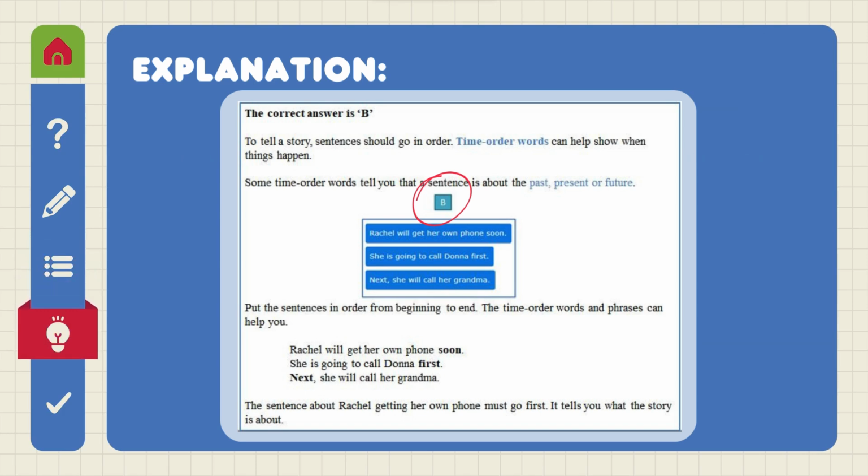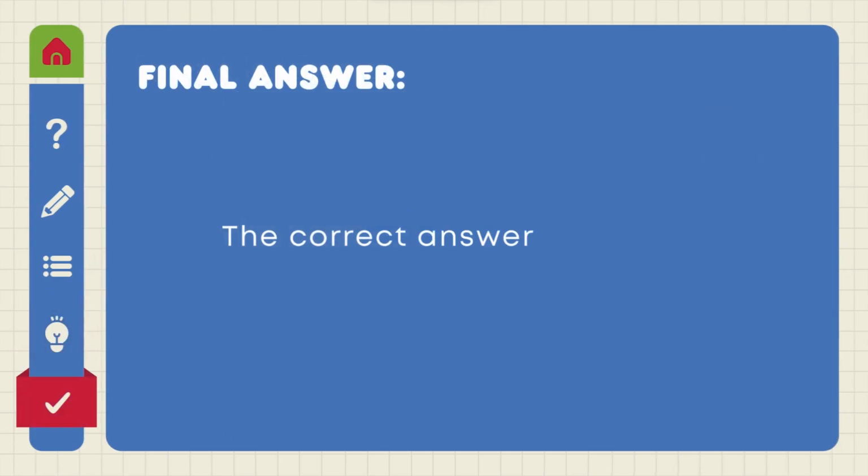For example, Rachel will get her own phone soon. She is going to call Donna first. Next, she will call her grandma. The sentence about Rachel getting her own phone must go first. It tells you what the story is about. So for our final answer, the correct answer is letter B.